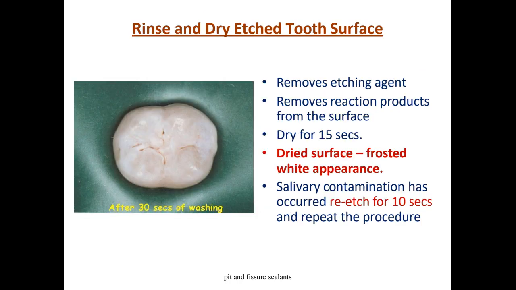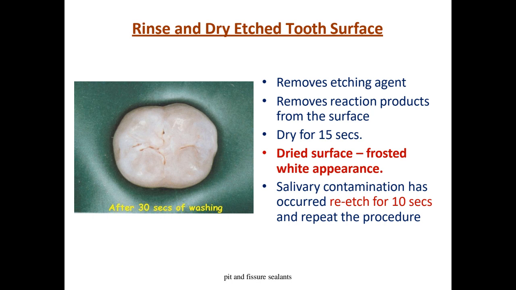Now, once you do all this etching, what do we need to keep in mind? We need to rinse and dry the etched tooth surface. When we rinse, it removes the etching agent from the tooth surface. It removes the reaction products which are formed after the etching. Once you remove all these things, we need to dry the tooth for 15 seconds. Once you dry the tooth for 15 seconds, what are we going to observe? We are going to observe a dried surface, or what we call a frosted white appearance of the tooth. This clearly indicates that the tooth has been etched. If you observe a frosted white appearance, it means that the tooth is clearly etched.